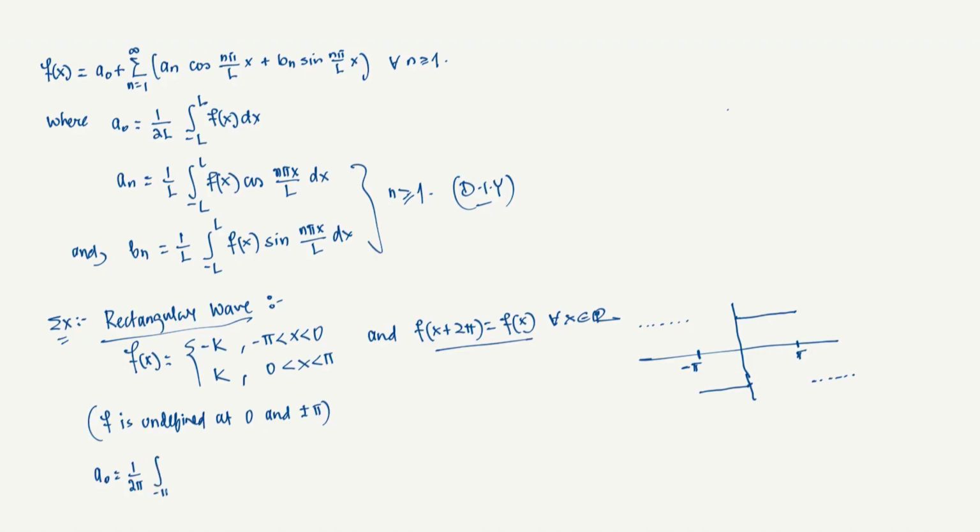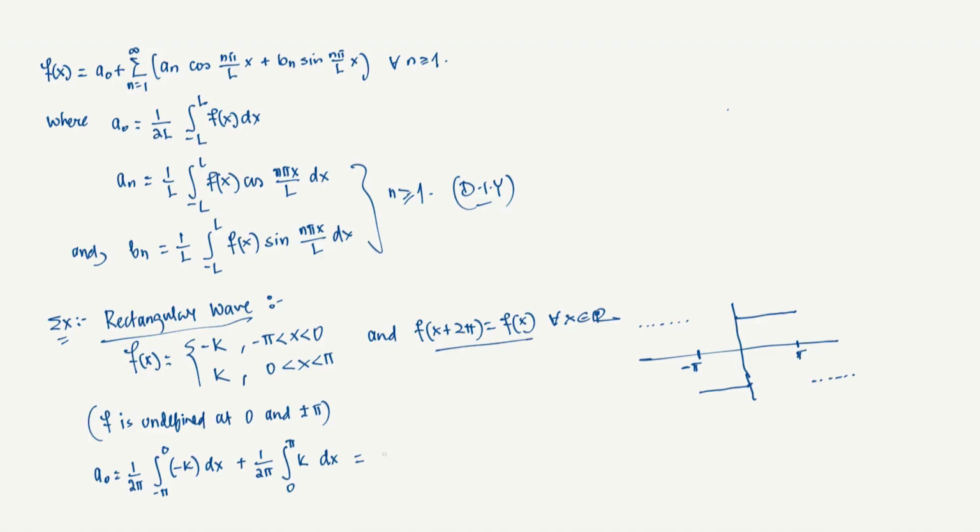In this case, we have to break it: minus pi to 0, f of x dx, where f of x is minus k dx. And then again 1 by 2 pi, the other part is 0 to pi, and then you have k dx. You do see that this will be, if you calculate, k pi. Sorry, minus k pi. And from here it will be k pi.